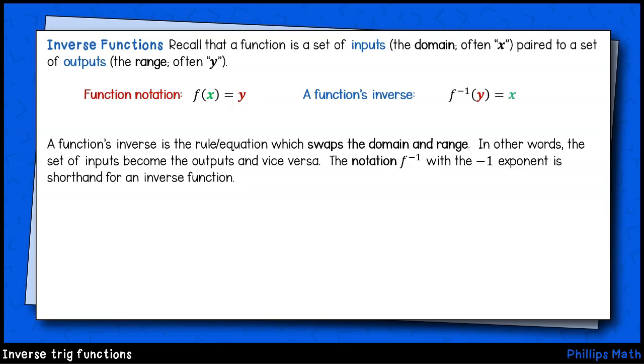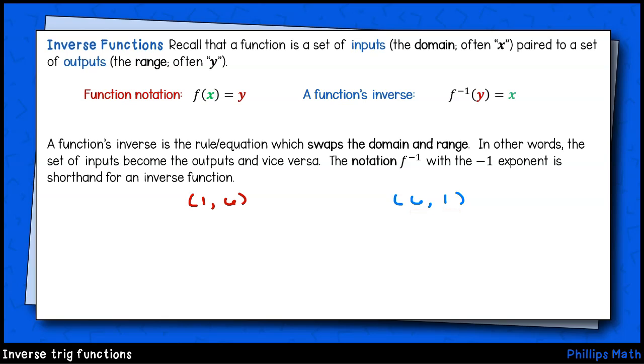A function's inverse is the rule or equation which swaps that function's domain and range. In other words, all of the inputs become outputs. The pairings remain, however. So if you have the ordered pair (1, 6), the inverse function will take an input of 6 and return an output of 1, giving the ordered pair (6, 1).